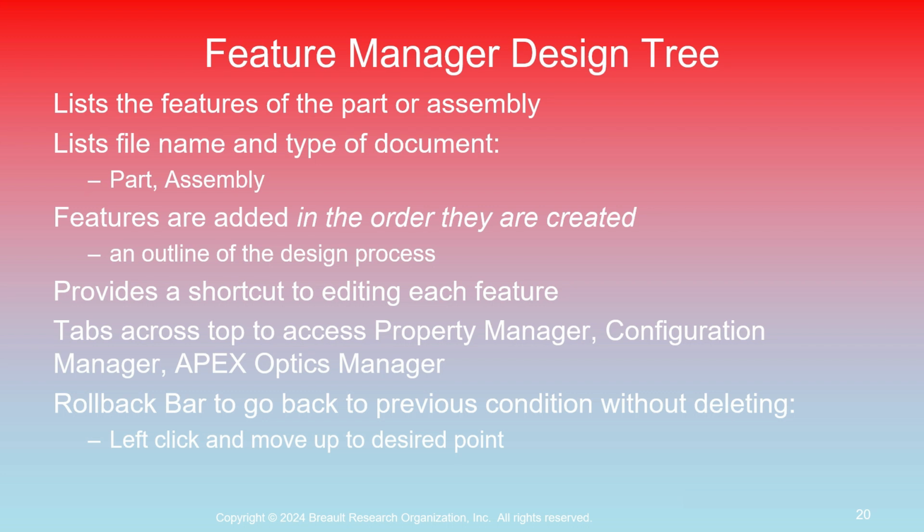The Feature Manager design tree is where all your features, sketches, and parts can be found in a list format. From here, you can select anything without having to find it physically in the model, which helps for smaller or harder to reach parts. You can also scroll through and find the Apex Optics Manager, which, as you can probably guess, will be important for a lot of the Apex work you will be doing, especially analysis.